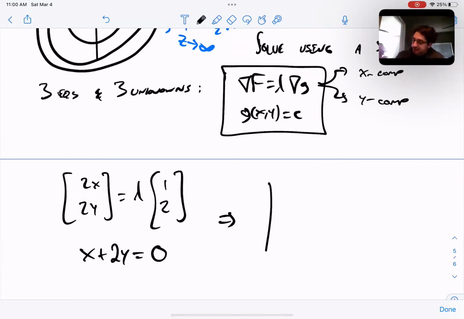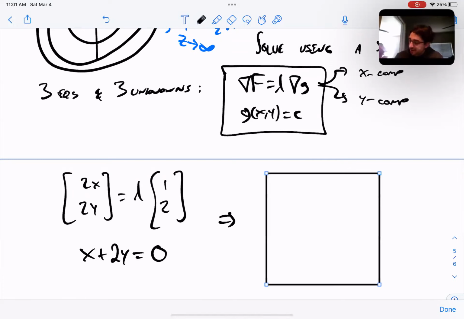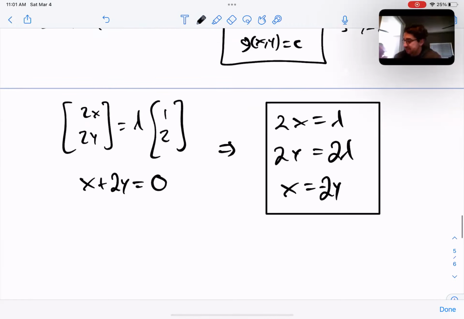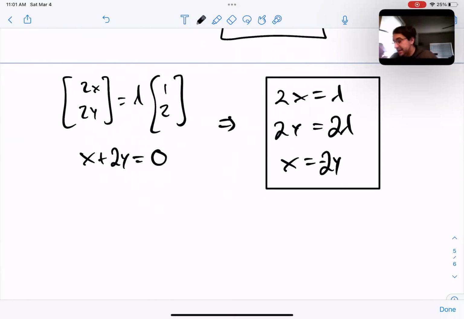So here's my system of three equations and three unknowns. I have 2x equals lambda. I have 2y equals 2 lambda, and then I have x equals negative 2y. And now solve, solve, solve. Whatever your favorite method is for solving equations, go for it. It doesn't matter too much. This one happens to be linear, so you could use matrices, you could use elimination, you could use substitution, whatever you like. I'm going to use elimination.